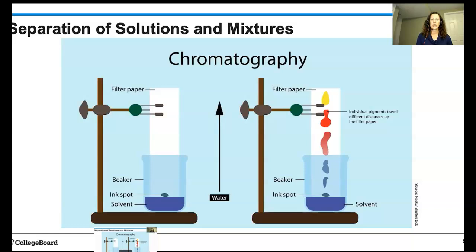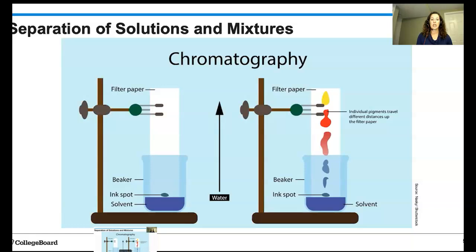Okay, so let's look at this. Here's a way of separating ink. Why are we separating the colors of ink? Because black ink is made up of different colors. Black is not a color, it's a mix of the colors. So here's your filter paper, or you can also call it chromatography paper. You put the ink on that paper, and then you put the paper into a solvent. The solvent is going to travel up the paper through capillary action.